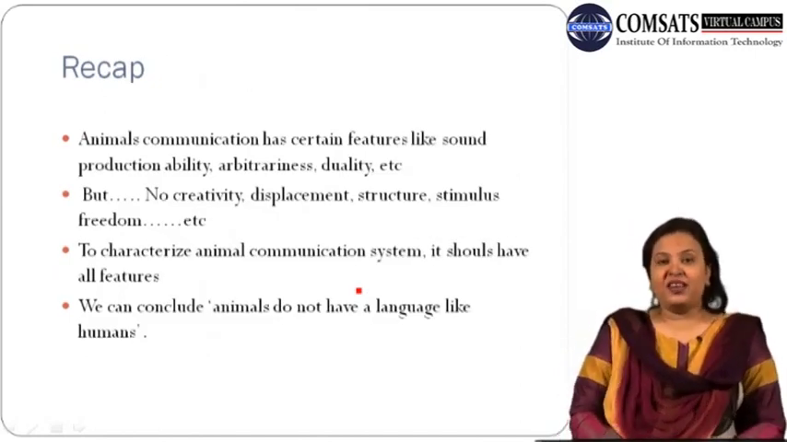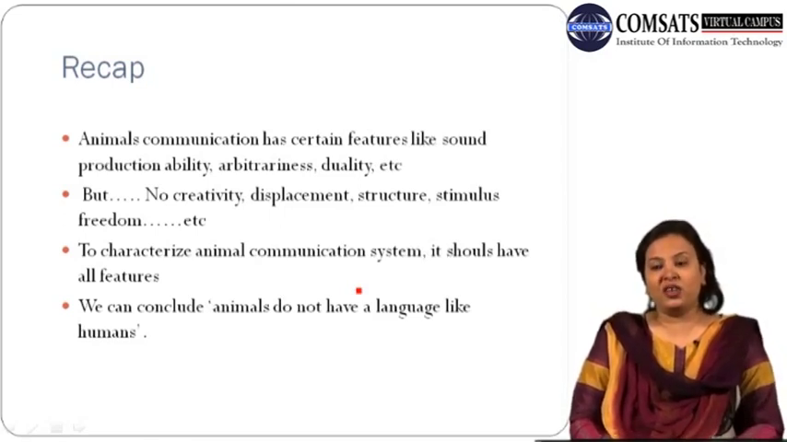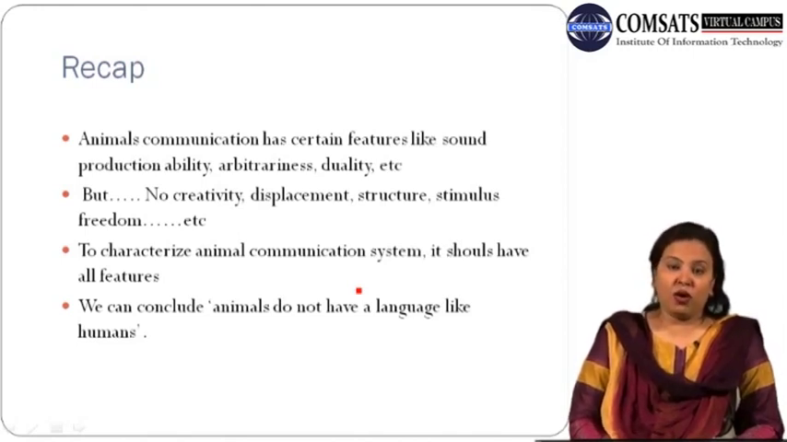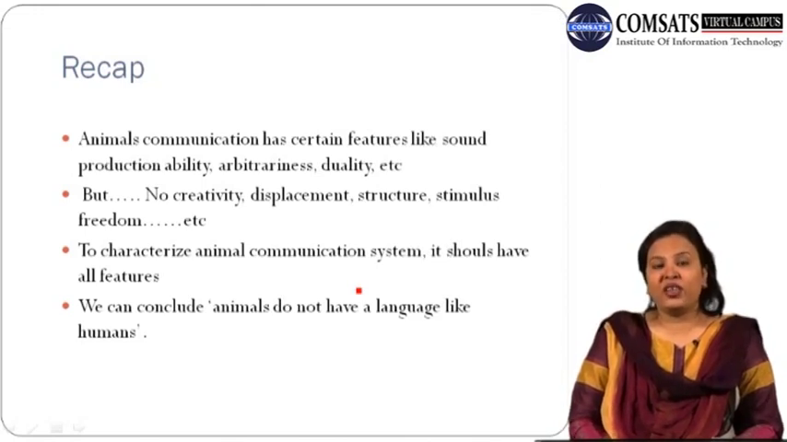I hope you have a better understanding so far of how human communication is quite different from animal communication. If I provide you a recap of my lecture: animal communication has certain features which are associated with human communication. For example, sound production ability, the presence of vocal cords, and the presence of arbitrariness and duality features. But on the other hand, there are many features which are not present, for example displacement, structure dependence, and stimulus freedom. These are not at all present in animal communication.